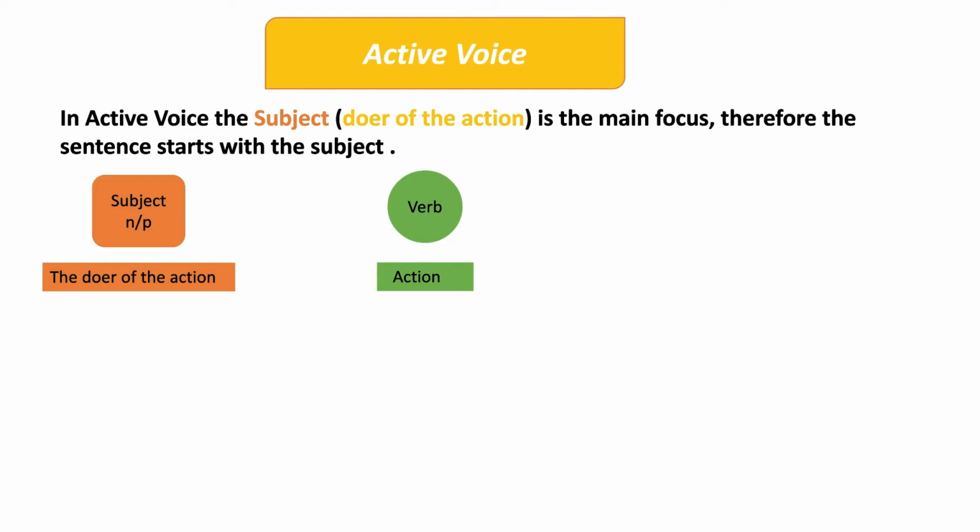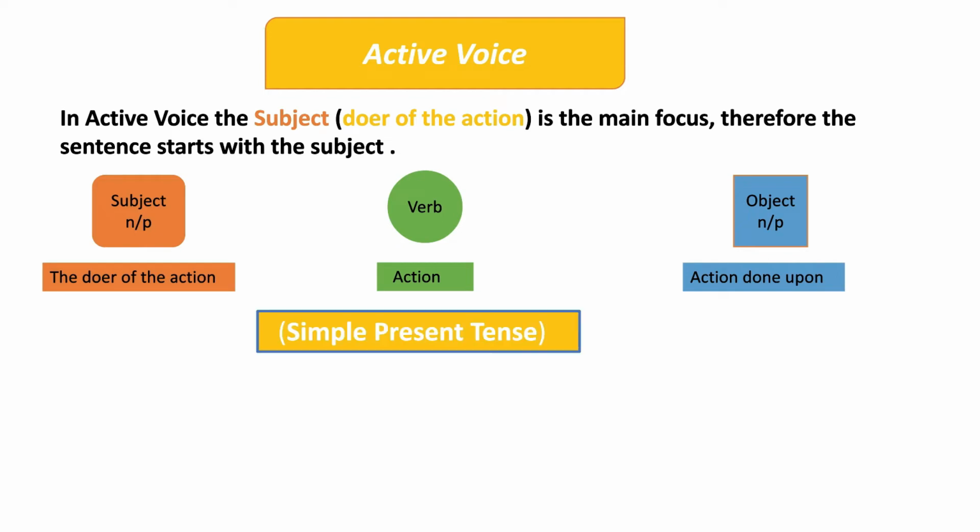Next one. Object. Object too is a noun or a pronoun, and objects are nouns or pronouns upon which actions are done. In this class, we are going to learn how to change active to passive voice in the simple present tense. Okay, let me remind you, simple present tense only.